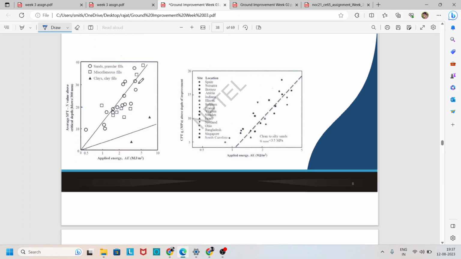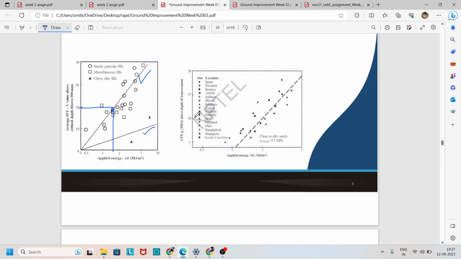For sandy and granular soil, this line represents the sandy, granular soil and also miscellaneous fills. And this line represents clay fill. For sandy fills, SPT value 20. If we draw a line from there, energy between 1.5 to 2 is required to improve that ground.